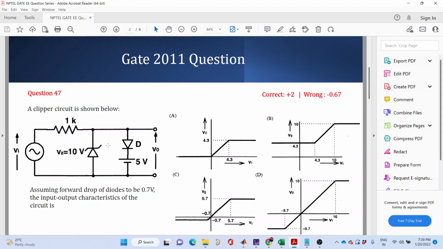About the negative region, we would come to the negative half cycle. First, let us talk about the positive half cycle. So, are you convinced of the fact that the Zener would not be able to maintain 10 volt across it at any point in time? Are you convinced with that, Navkirti?